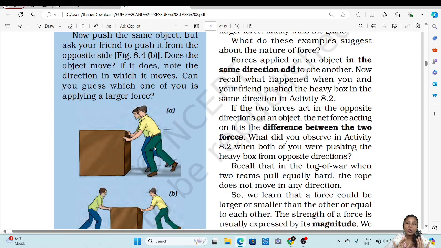So he's trying to push the box. Will he be able to move the box? No. Because firstly, let's say it is a wooden box and it is very heavy. So he won't be able to push it alone. Now say he gets some help. He calls his friend to help him push the box. So in that case, the box may move to some extent.